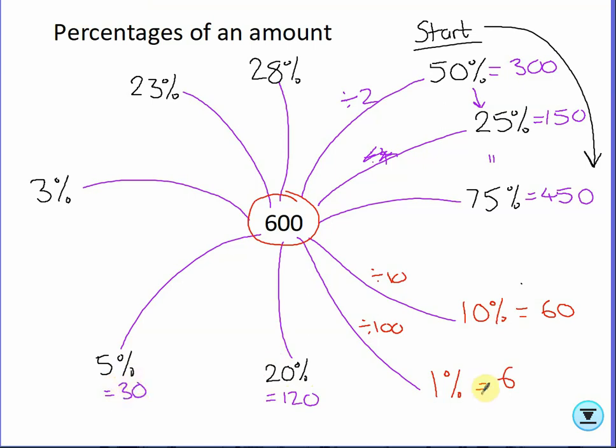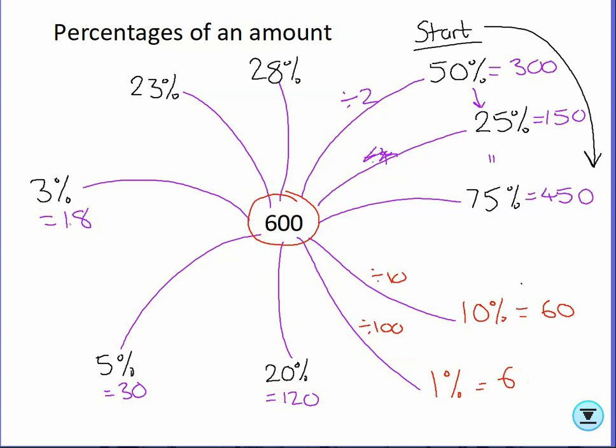I could have used 1% and times it by 5, for example. I could have done 1% and times it by 20 to get here. Percentages are about choosing the easiest path for you. 3%, I'm going to go to my 1%, I'm going to times it by 3, so I want 3 of them, I get 18. Wow, 23%, now that's definitely harder, but not if I use my 20% answer and my 3% answer. I found those facts quite easily.